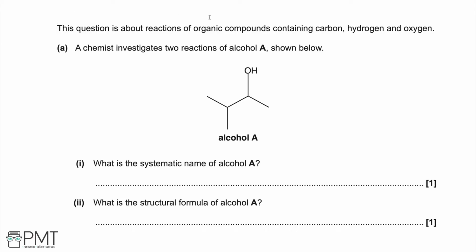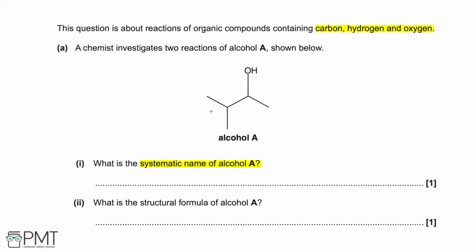This question is about the reactions of organic compounds containing carbon, hydrogen, and oxygen. So that's helpful to begin with. We know that the compounds that we're looking at shouldn't have any other atoms. But we're told that a chemist investigates 2 reactions of alcohol A, shown below. So we've got this alcohol here, and part 1 is asking us, what is the systematic name of alcohol A?